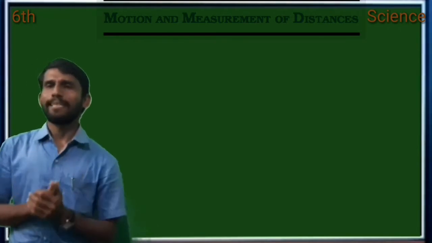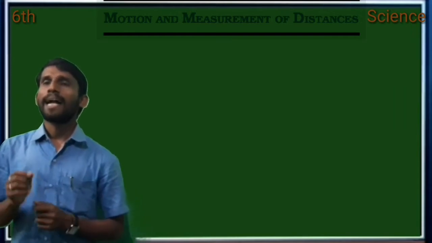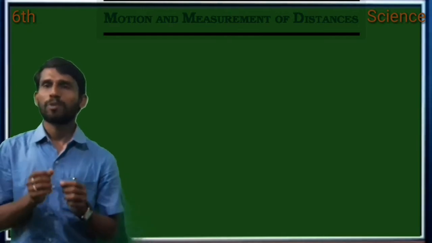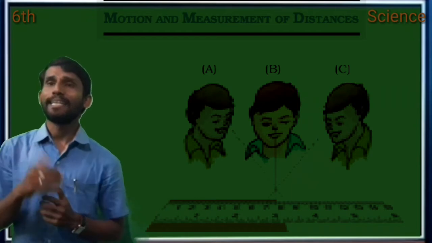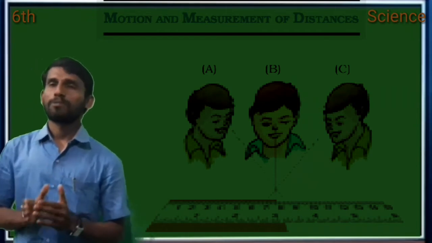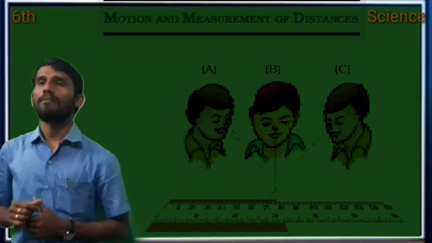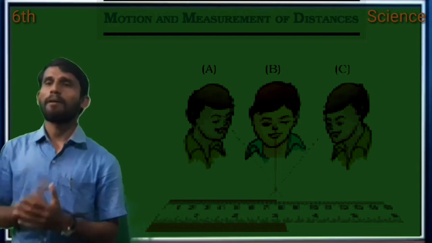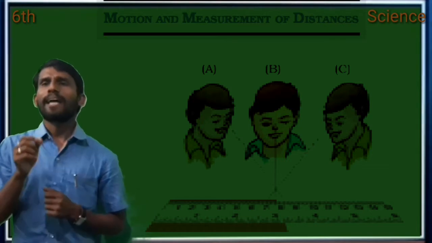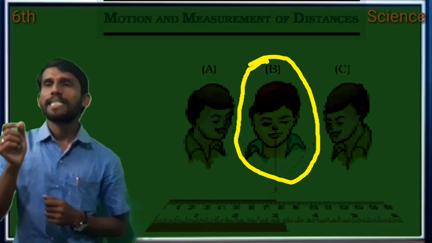Okay, dear student, next point. When you measure the length of an object, the correct position of the eye is also very important. Dear friend, the correct position of the eye is also important for making a measurement of length. Your eye must be exactly above the point where the measurement is to be made.